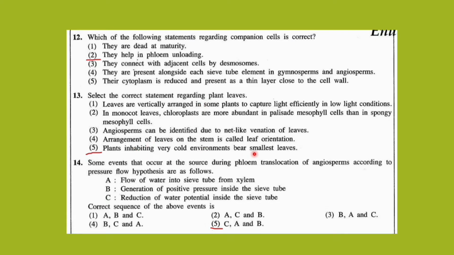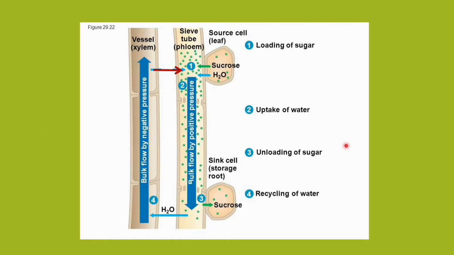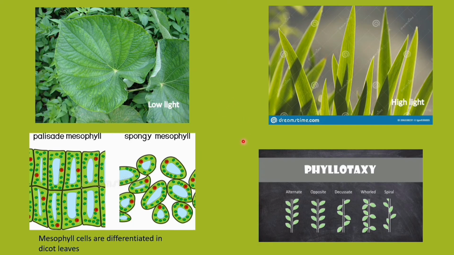The answer is the fifth one, because plants inhabiting very cold environments bear the smallest leaves. That is correct, because in cold environments we have to reduce water loss, so plants will have very small leaves. If we consider the other statements, the first statement says leaves are arranged vertically in some plants to capture light efficiently in low light conditions. That is wrong. In low light conditions, leaves are arranged not vertically, mostly horizontally, because then they can increase their surface area and capture light efficiently.